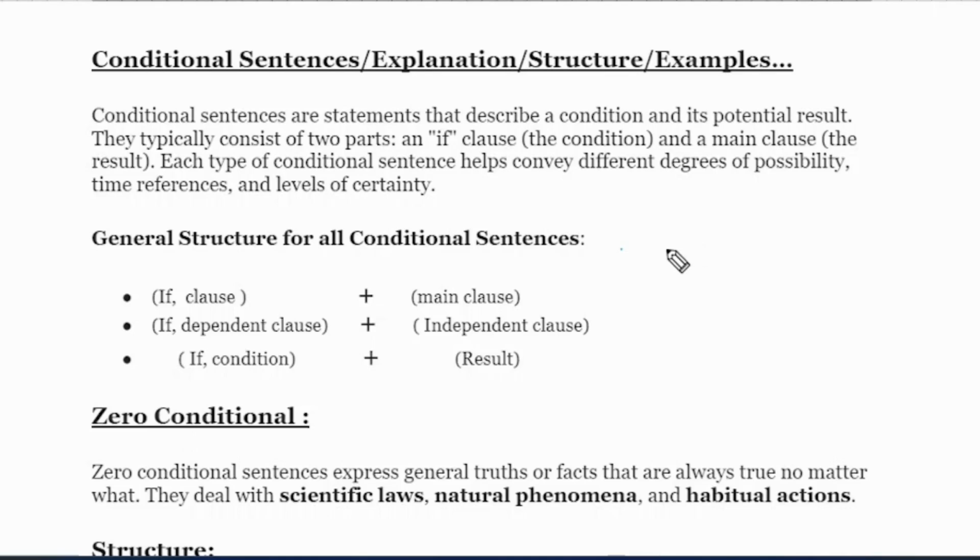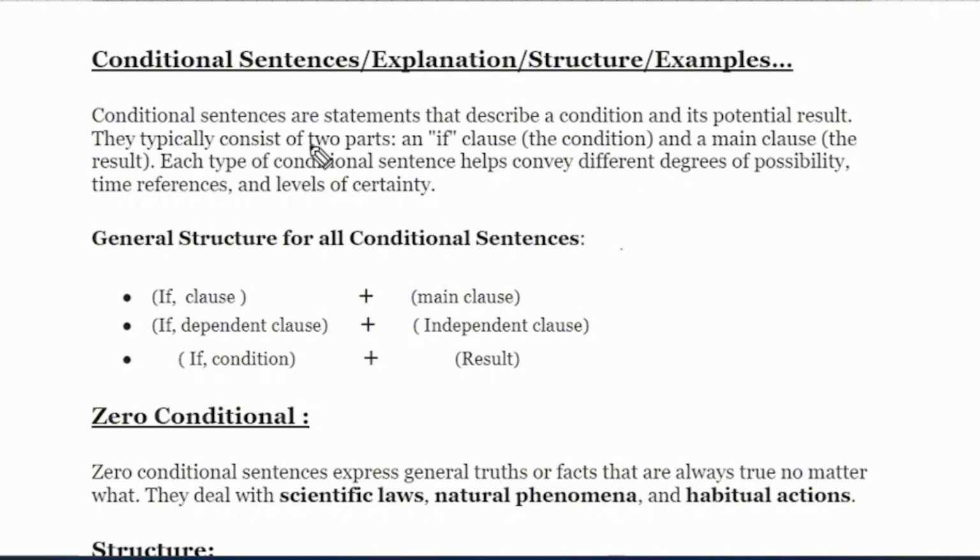Bismillahirrahmanirrahim. Conditional sentences. First of all, we will see what conditional sentences are, then the explanation, structure, and examples. So what are conditional sentences basically? Conditional sentences are statements that describe a condition and its potential result.